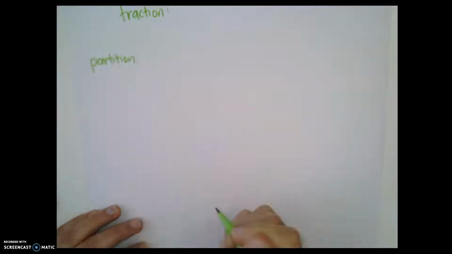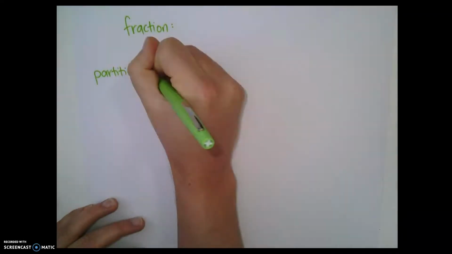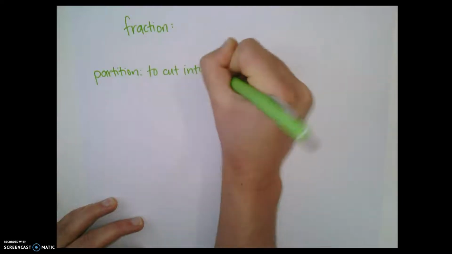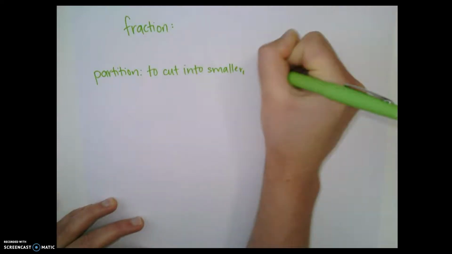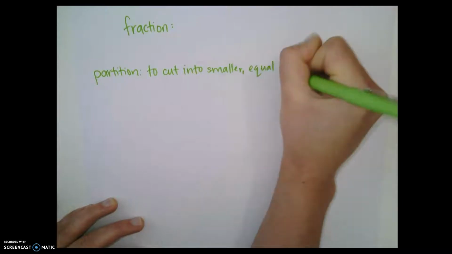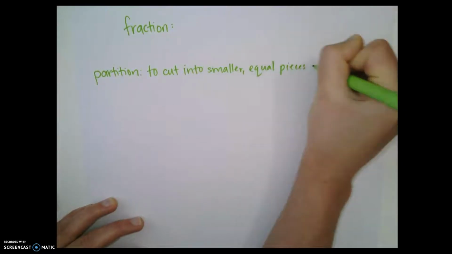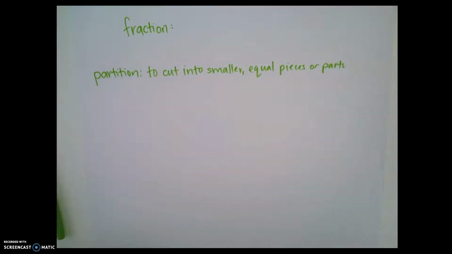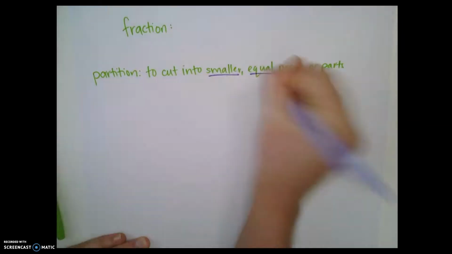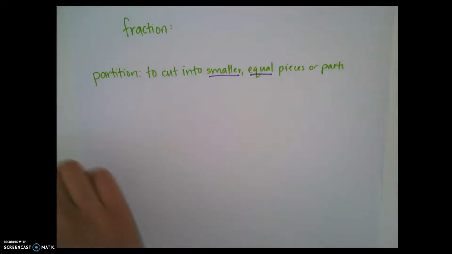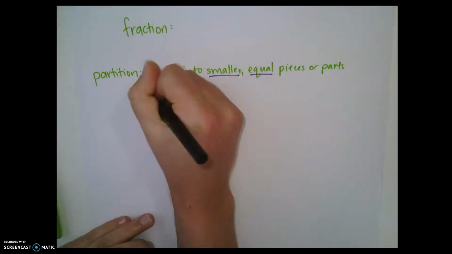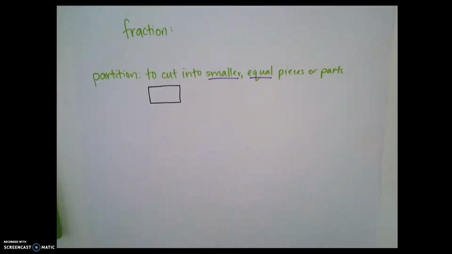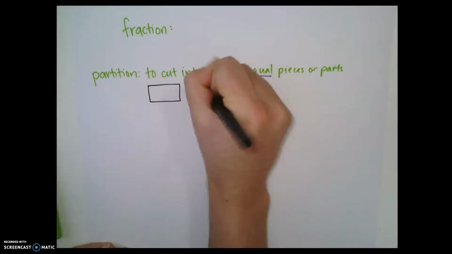If you remember, partition means to cut into smaller equal pieces or parts, right? And we've been doing that so much in the last week with our learning. Remember, the really important words here are smaller and equal parts, right? The parts have to be equal in order for something to be partitioned. So if I started out with one whole rectangle, remember, right now, this is what we call a whole because it's not cut into smaller equal parts.